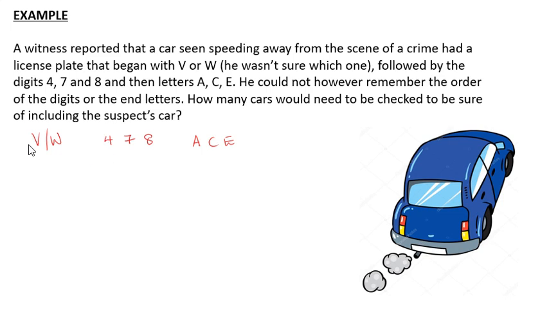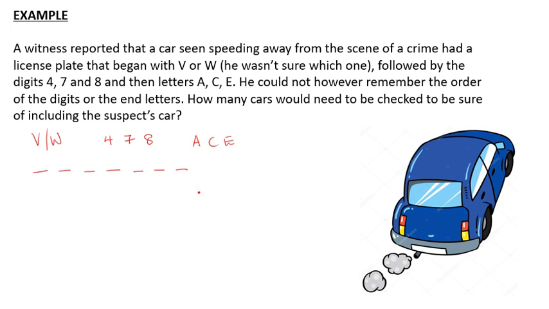When you're working out arrangements, one of the things that might help is thinking about filling in blank spaces. So we have 1, 2, 3, 4, 5, 6, 7 spaces that we need to fill in. 7 spaces. The first space is going to be filled with VRW. The next 3, 4, 7, 8. The next 3, ACE. The ACE and the 4, 7, 8, we need to arrange those, right?